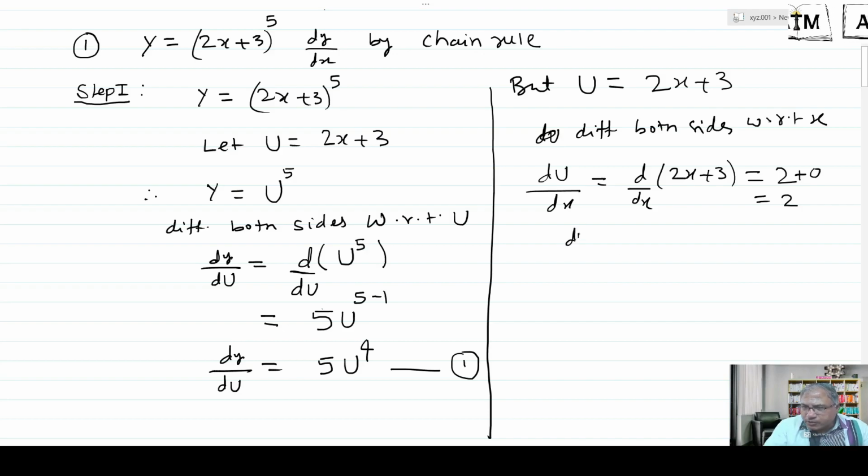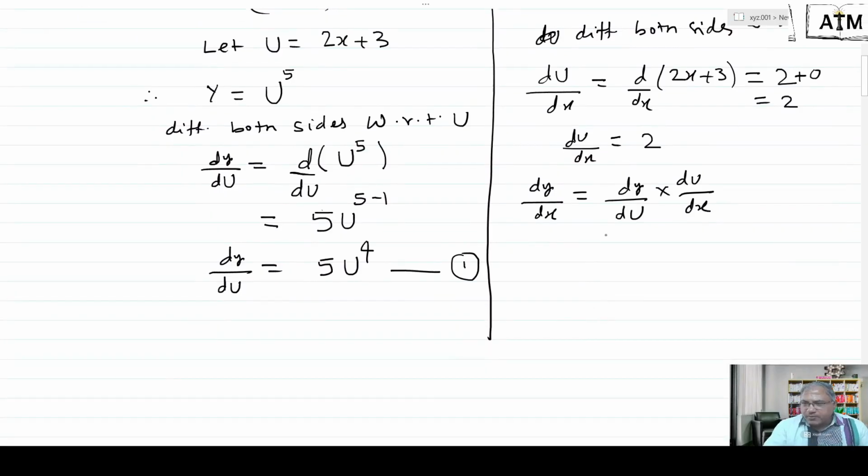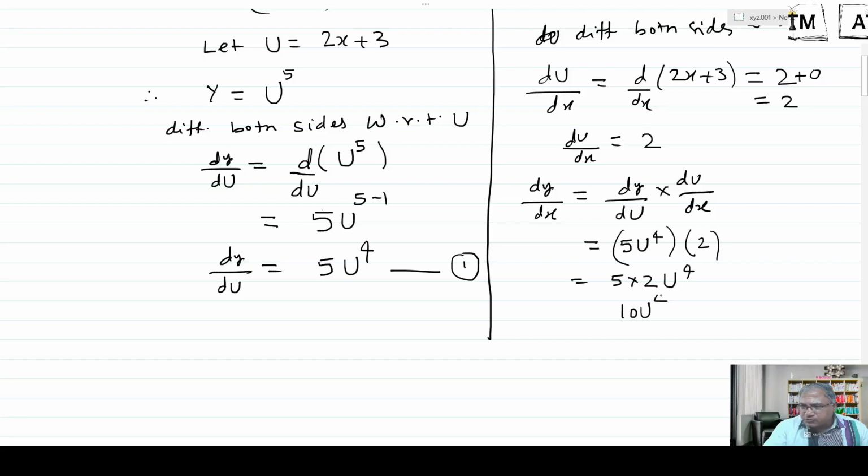Now, so du by dx equals 2. Now you need to find dy by dx. That is our ultimate aim. So dy by dx is nothing but dy by du times du by dx. This is nothing but the chain rule of derivative. So we have dy by du as 5u raised to 4 and du by dx as 2. That equals 5 into 2 into u raised to 4, that is 10u raised to 4.